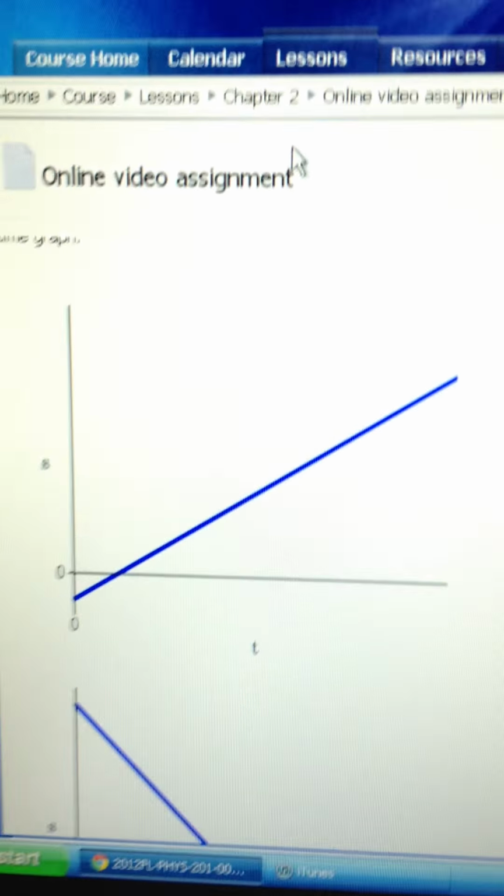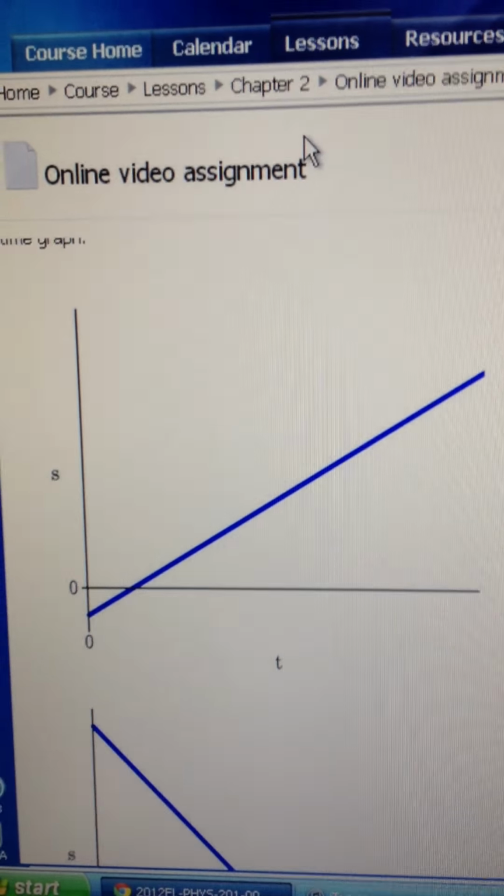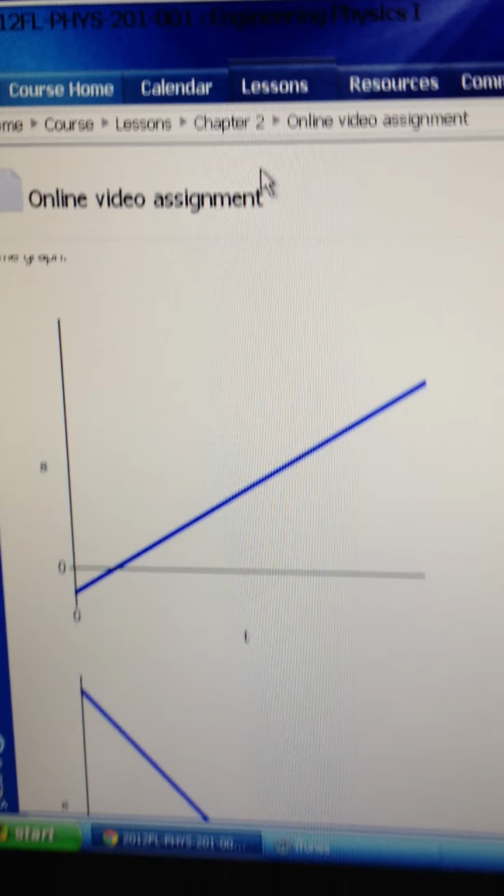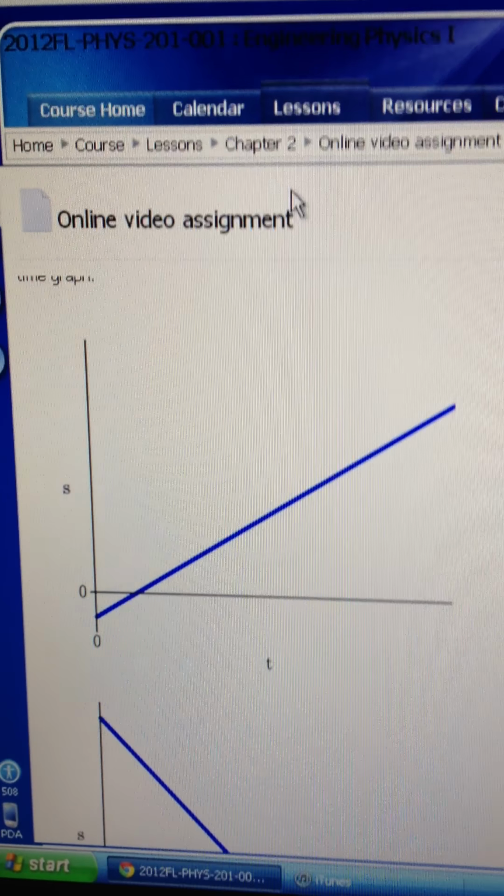What I'm going to do now is demonstrate with my finger the motion of whatever is being described by these graphs, which in this case will be my finger. This pen represents the 0 mark, and then this pen represents the negative direction, which would be negative x or negative s in this case, and this pen represents the positive direction.